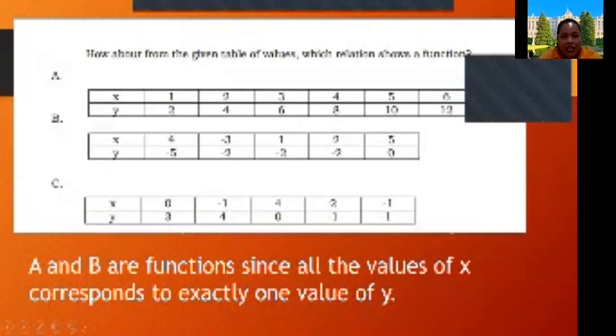Kinahanglan atong x, di gyud siya mag-repeat para mahimo siyang function. So our x here are 1, 2, 3, 4, 5, 6. So walay nag-repeat, function siya. Letter B, our x are 4, negative 3, 1, 2, 5. Wag po nag-repeat. So therefore, function na siya. A and B are functions since all the values of x correspond to exactly one value of y.